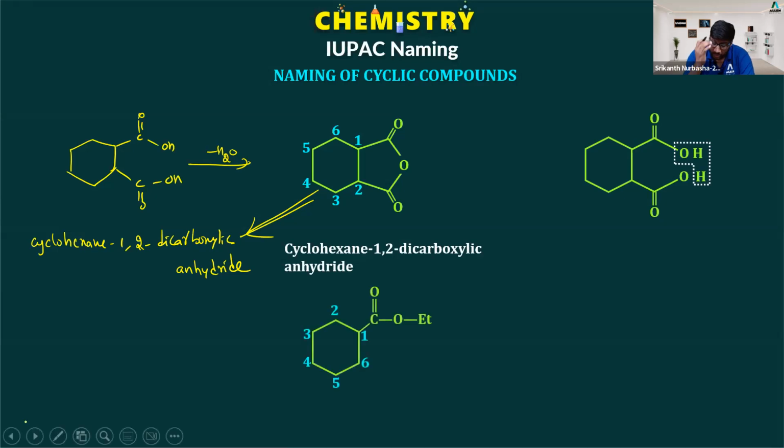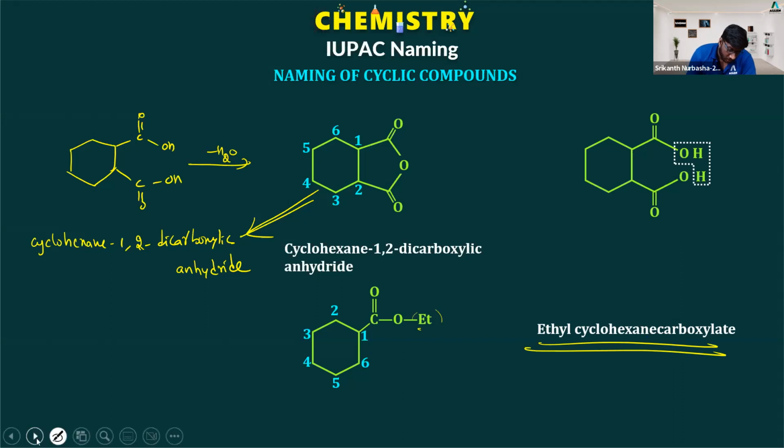Right? What is the name of this compound? A 6-membered ring with C double bond OEt connected. So what is the special suffix for C double bond OEt? Carboxylates. So the ethyl group is there. Ethyl cyclohexane carboxylate. On the first carbon of cyclohexane you have C double bond O. So ethyl cyclohexane carboxylate, that is going to be the name of this particular compound.